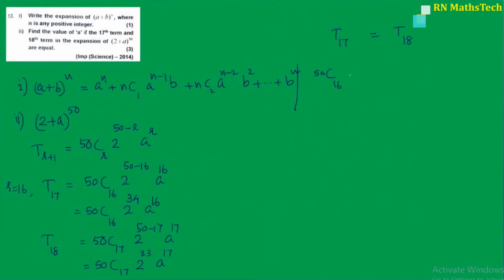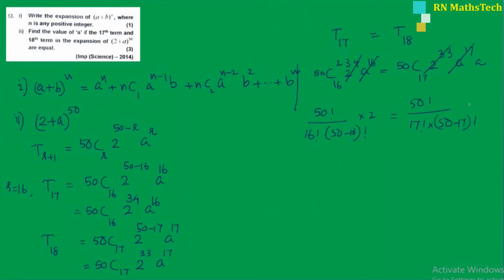50c16 2 raised to 34 a raised to 16 is equal to 50c17 2 raised to 33 a raised to 17. Cancelling, a single a forms on the right side and a single 2 forms on the left side. The value of 50c16 is 50 factorial by 16 factorial into 50 minus 16 factorial, into a 2 as well. On the right side, 50 factorial by 17 factorial into 50 minus 17 factorial into a.